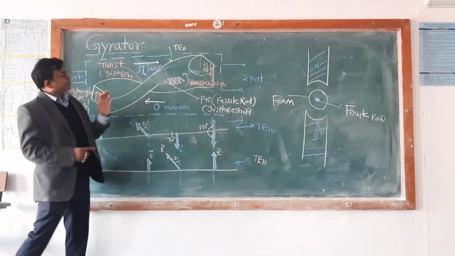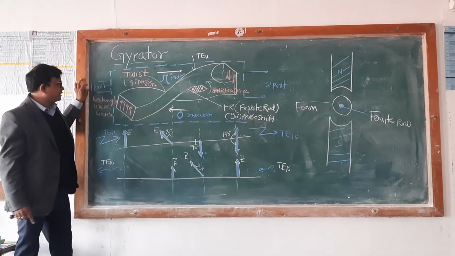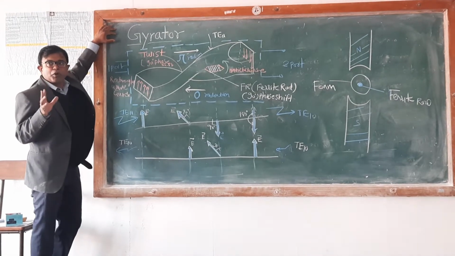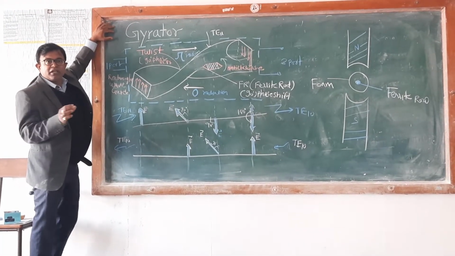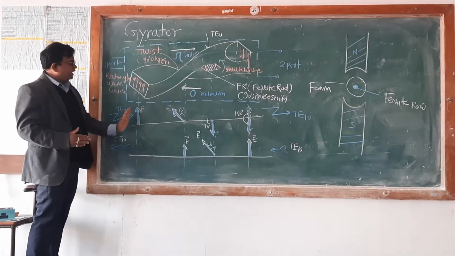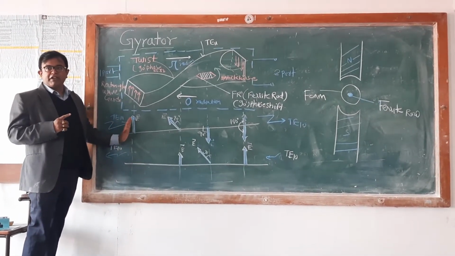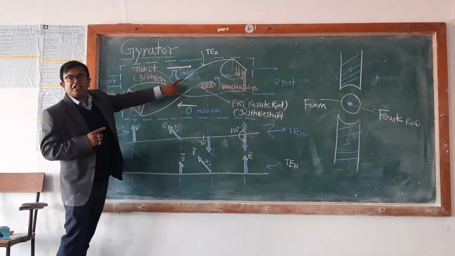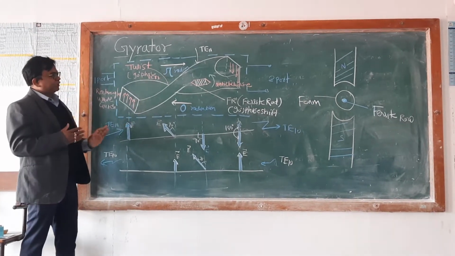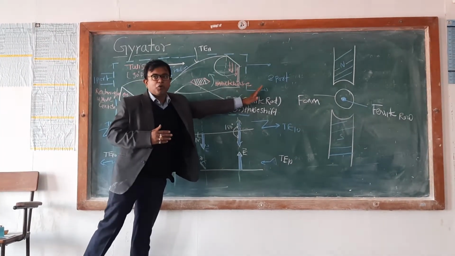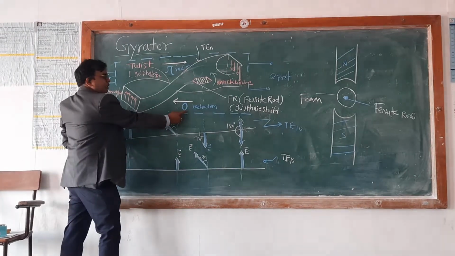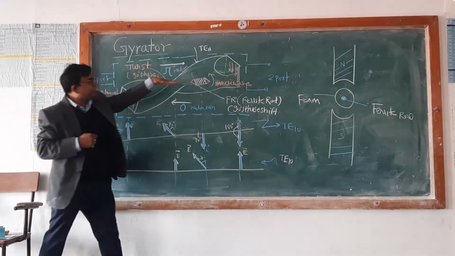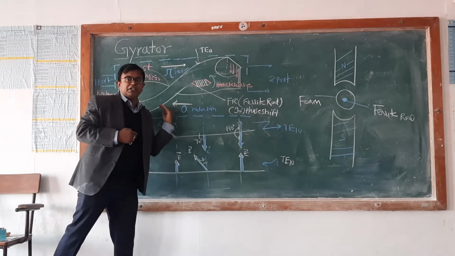Now come to the explanation of gyrators. A gyrator has two properties. Listen carefully. Whenever you are transmitting a vertically polarized electric field from port 1 to port 2, it will give a 180-degree phase shift. And whenever you are transmitting the same polarized wave from port 2 to port 1, it will give a 0-degree phase shift. Means in the forward direction there is a 180-degree phase shift, and in the reverse direction there is a 0-degree phase shift.